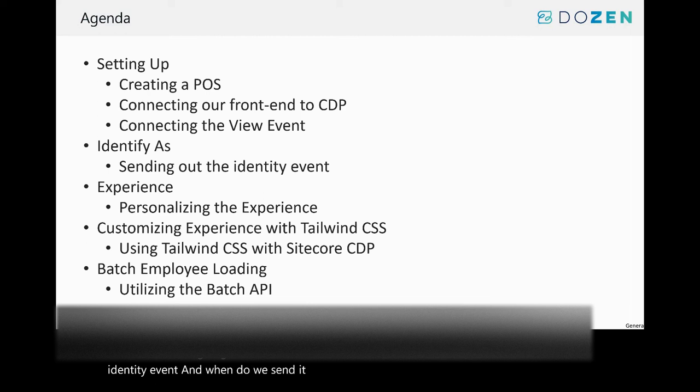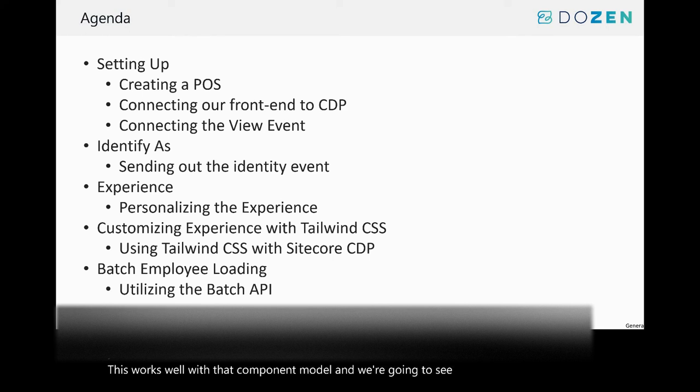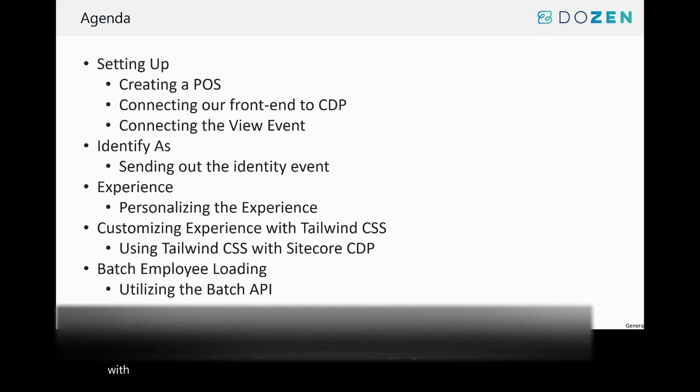Then we're going to talk about personalizing the experience and how we personalize it, but also how we customize that experience. We use Tailwind CSS as our base front-end framework because it works well with that component model, and we're going to see how we combine Tailwind CSS with Sitecore CDP. And then finally, we're going to look at how we do batch employee loading and utilize the batch APIs. These are the videos I have in mind right now.